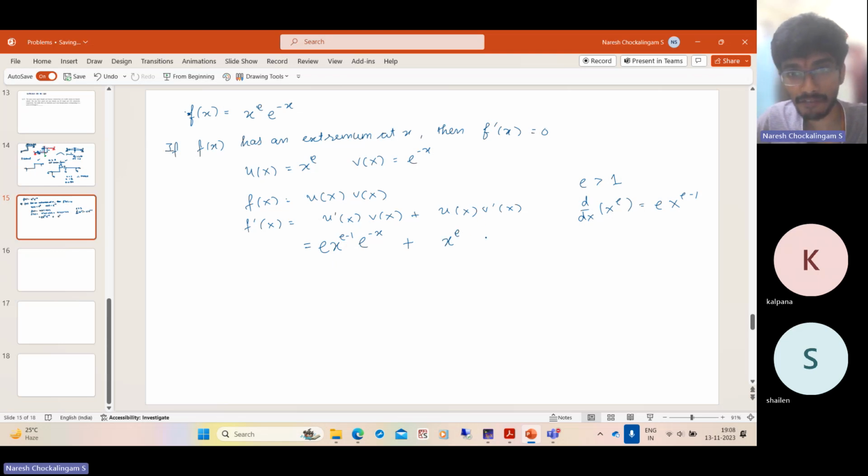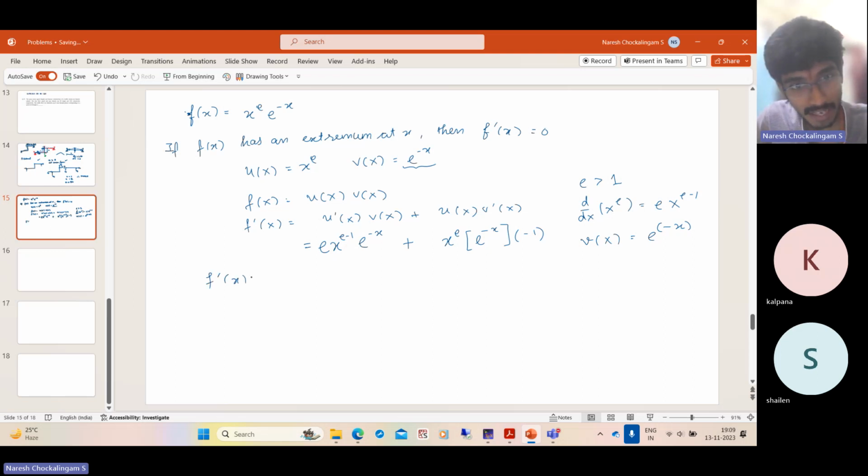And then v prime of x, where v of x is e power minus x. You can call this minus x as some y, and again apply the chain rule. When you differentiate e power minus x, first differentiate it as it is, so you get e power y, which is e power minus x, and then differentiate the exponent with respect to x. So I get a minus 1.